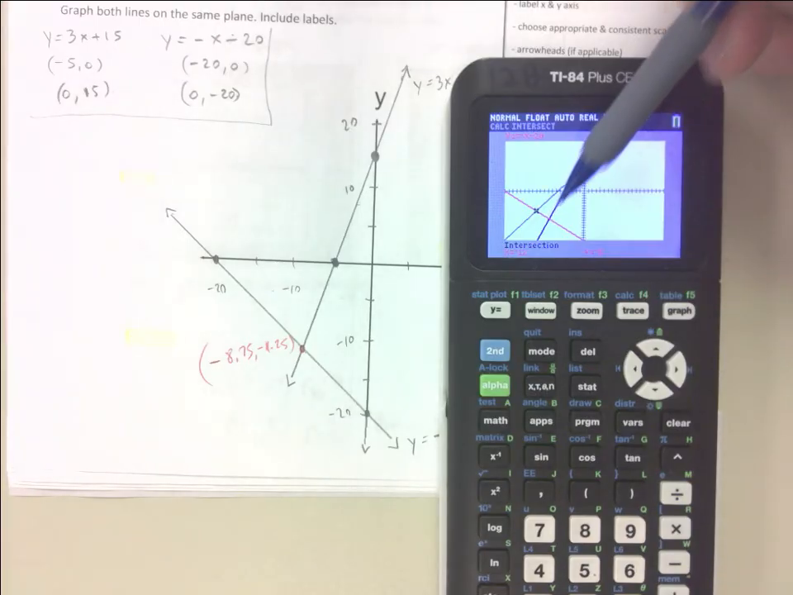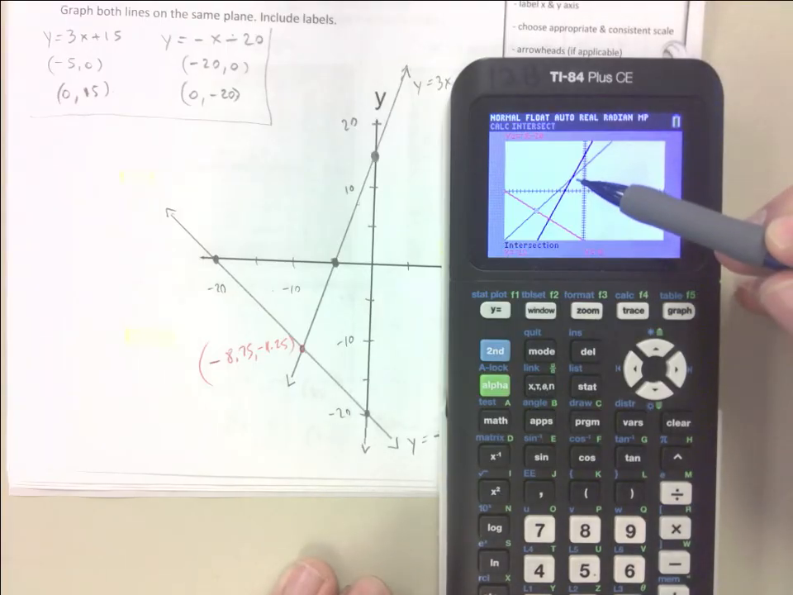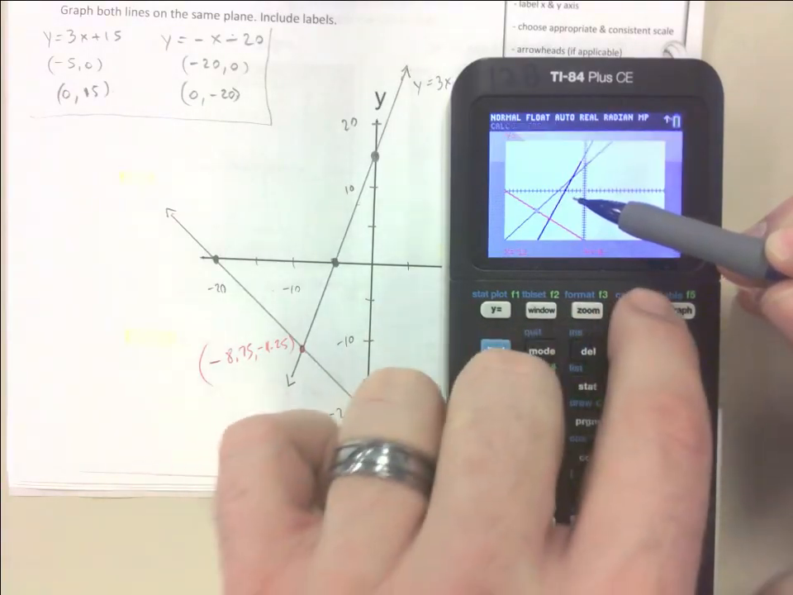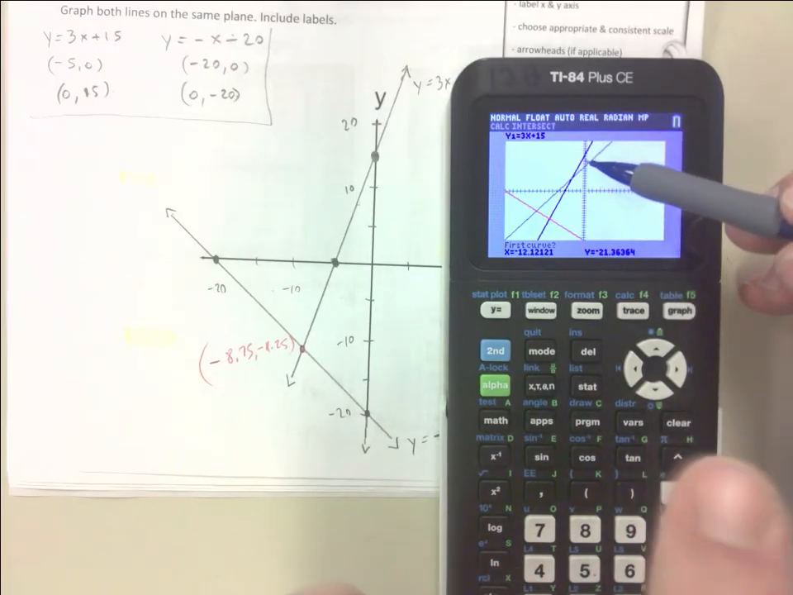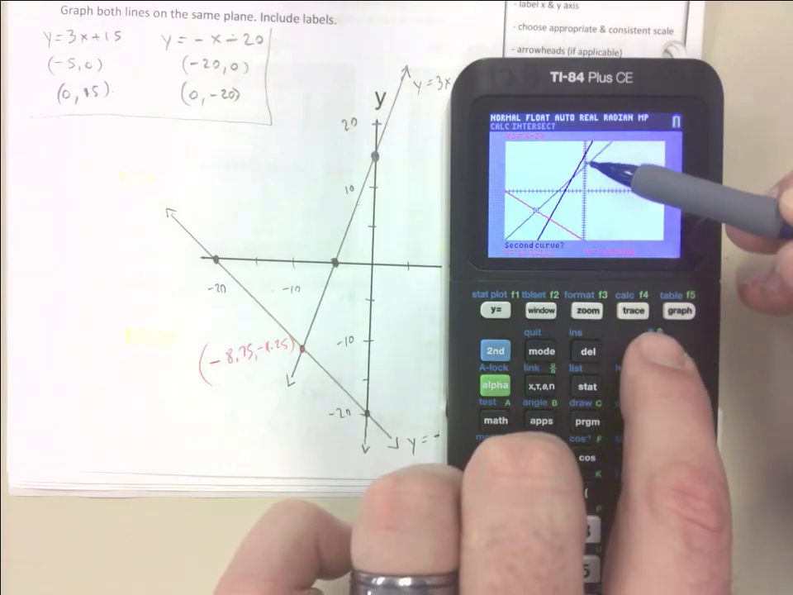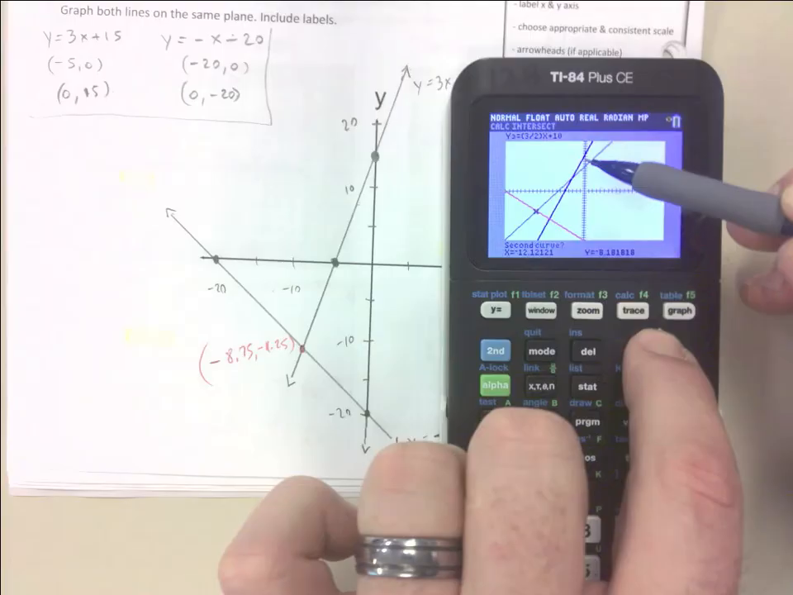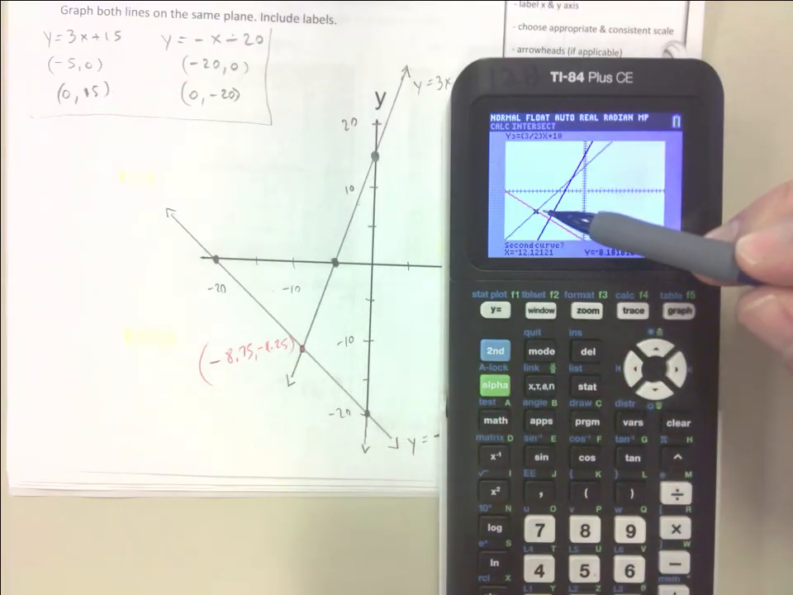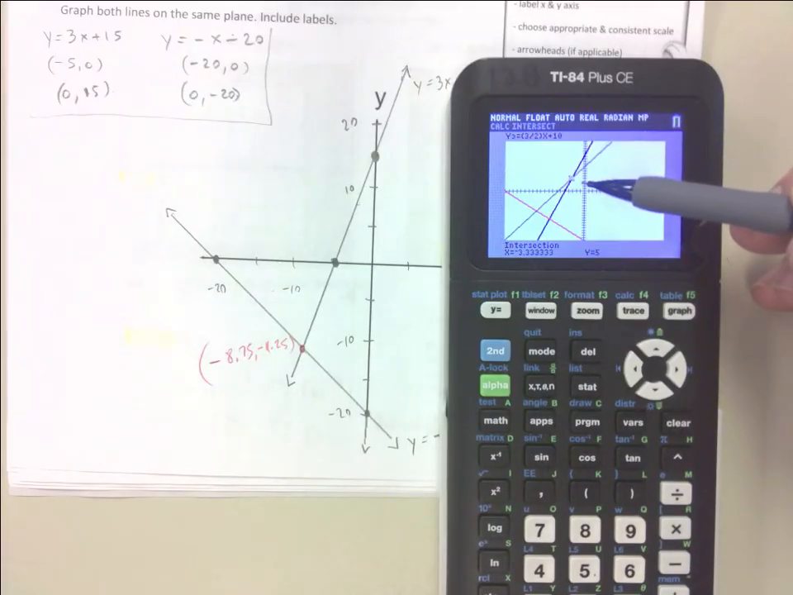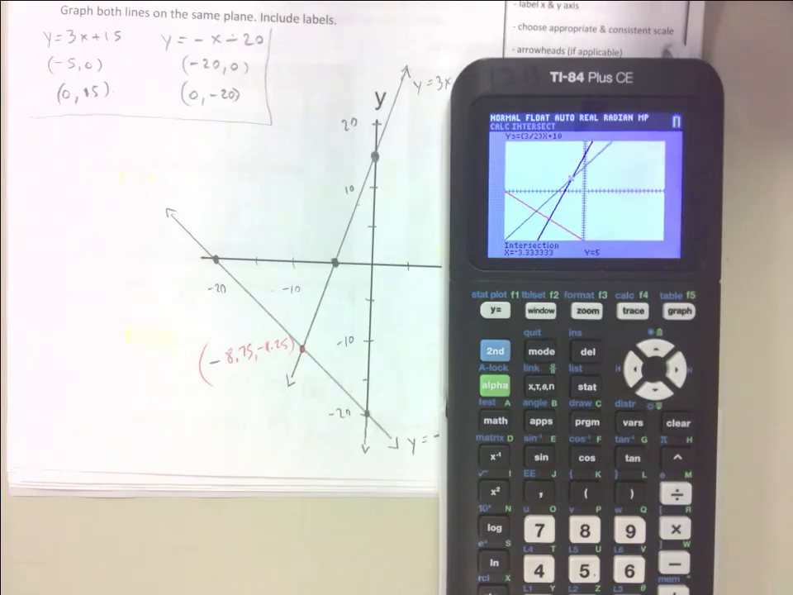Right? Let's try to find this one. What's this one? Between the black and the blue, right? So we go second trace, intersect. We want to be on the blue line, so hit enter. We don't want the red one, so I keep cycling until I get to the black line. Hit enter. Enter one more time. It's going to jump to that intersection right there. Okay? So that's how it changes when you have multiple lines.